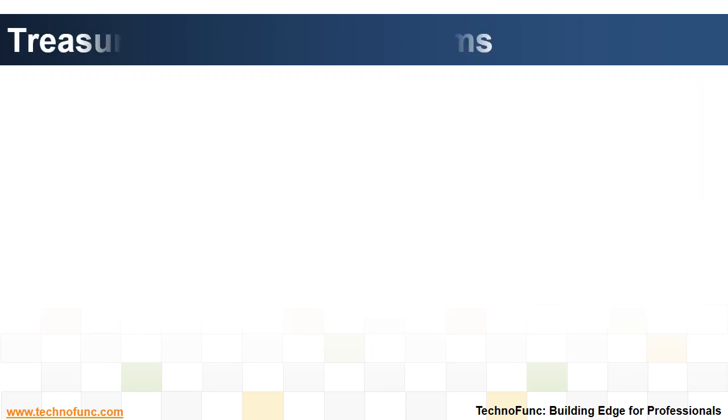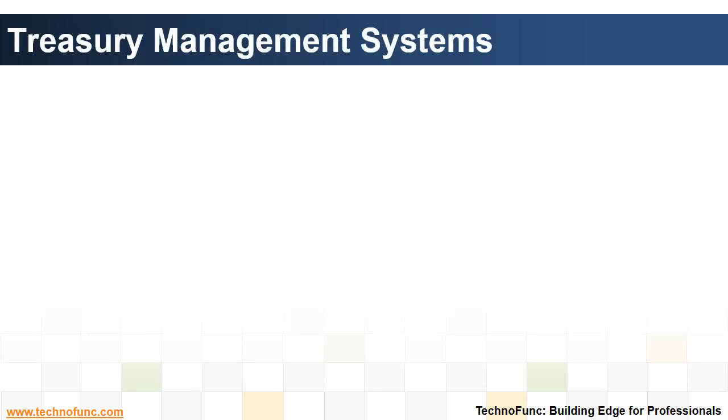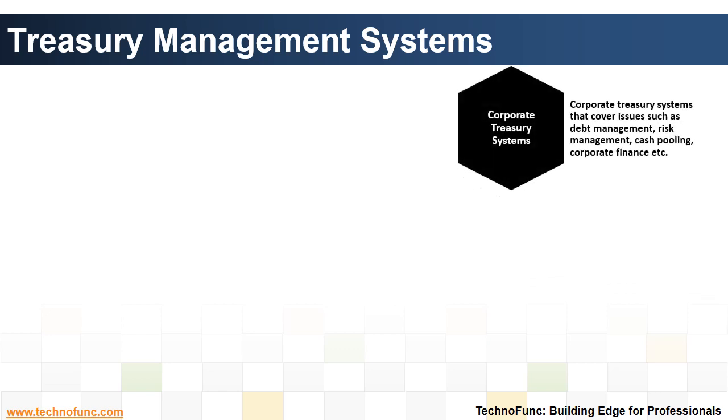Treasury management systems. Treasury systems can provide a whole host of benefits to a corporate treasury. This slide explains various types of treasury management systems available in the market. Corporate treasury systems that cover issues such as debt management, risk management, cash pooling, corporate finance, etc.